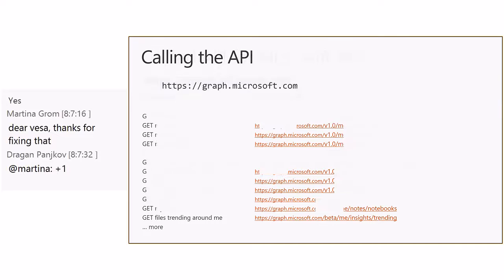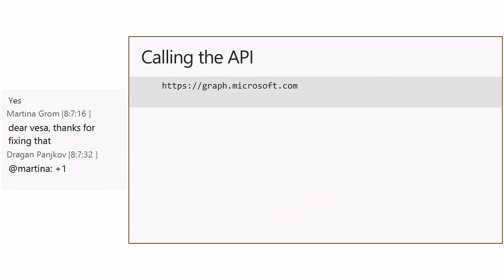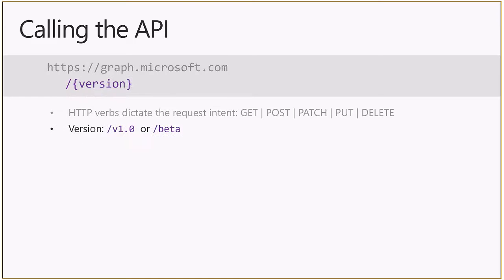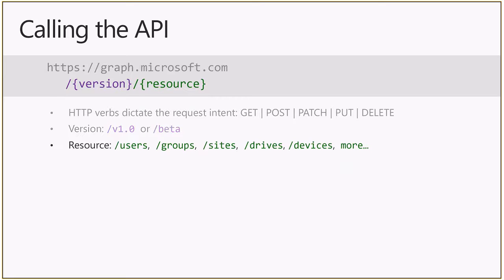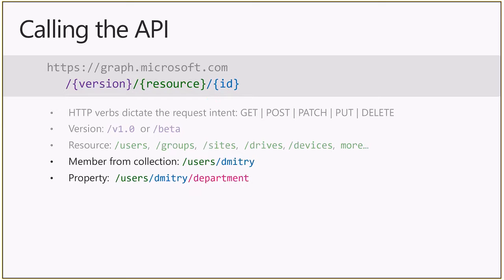And then calling the API, there's a set of standards for the API patterns. So as you're building an integration, you specify the verb for your request intent, so creating a resource, updating a resource, or deleting a resource, and specify a version. There's two versions today in the public graph. There's v1.0, which is the production-ready version, and there's beta, which is always changing, and it's not production supported, so there might be breaking changes there. And then you specify the resource or the collection of resources, then a member from that collection.